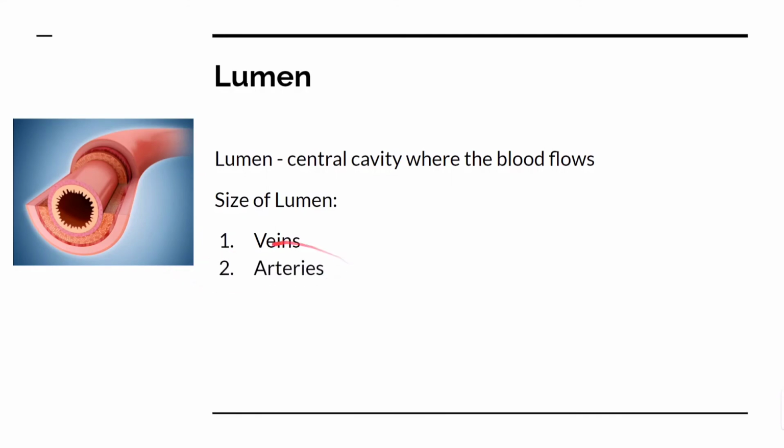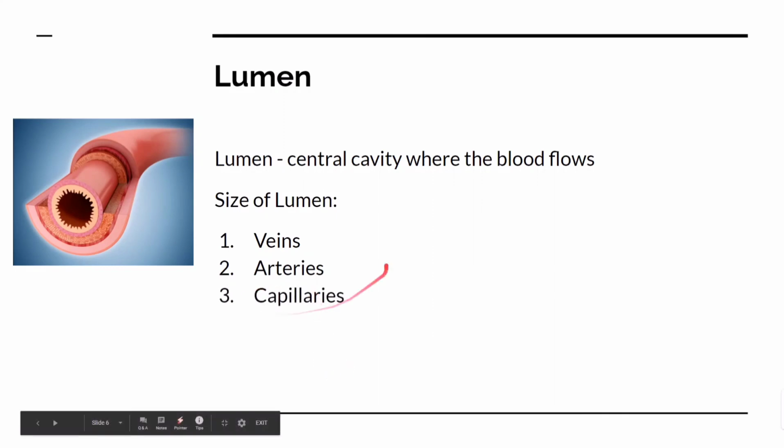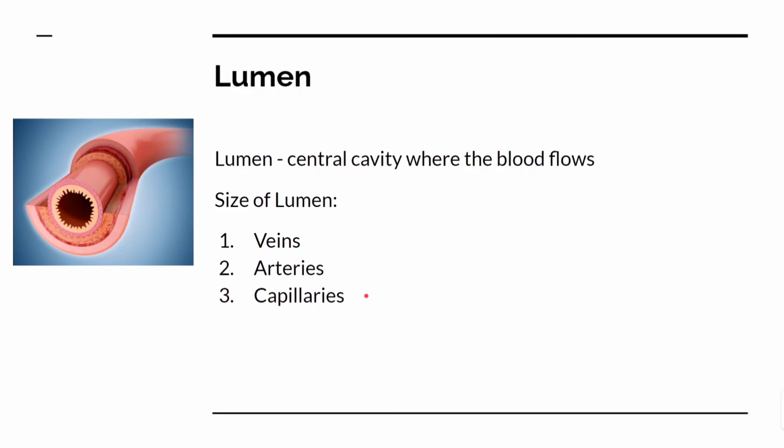Then it's the arteries, which have a relatively small lumen because they want to maintain the pressure that they have from the heart. And then we have the capillaries, which have the smallest lumen. It is one single blood cell thick, and this is because they want to squish all of the red blood cells up against the sides of the capillaries to maximize the amount of diffusion.